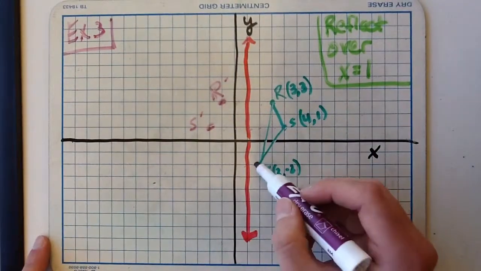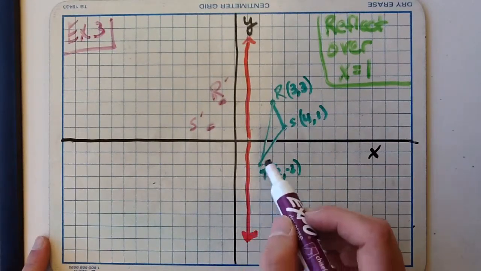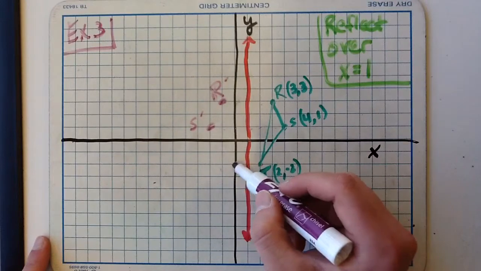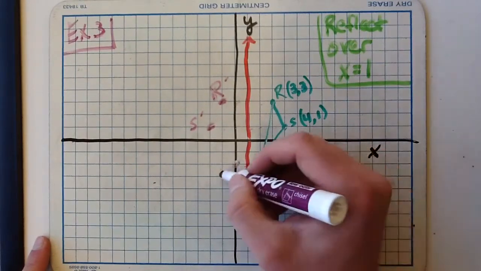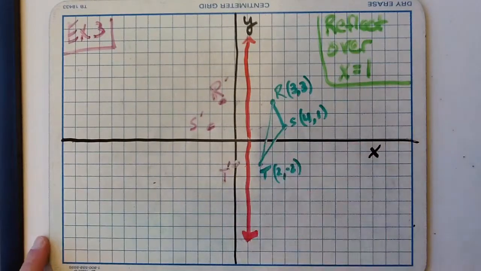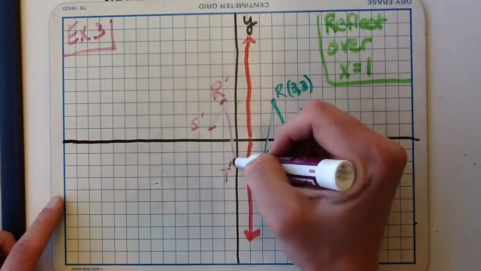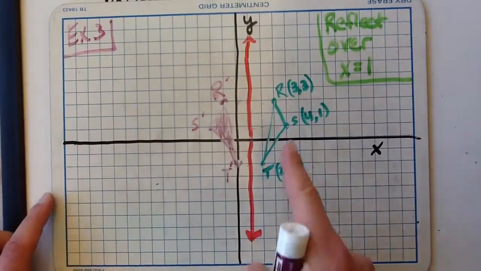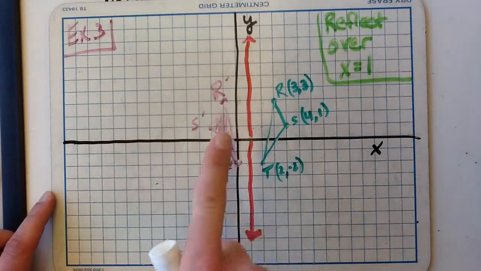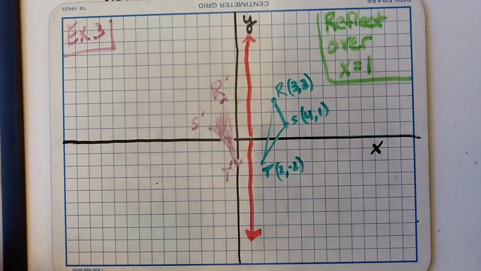And then we have T. T is only 1 unit away from the line of reflection, so if you reflect it over, it's going to be right here, right on the y-axis. This is T prime. Okay, so if you connect the dots right here, this is your triangle. I'll shade it in. This is the image, right? That triangle is reflected over x equals 1, and so this is our image.